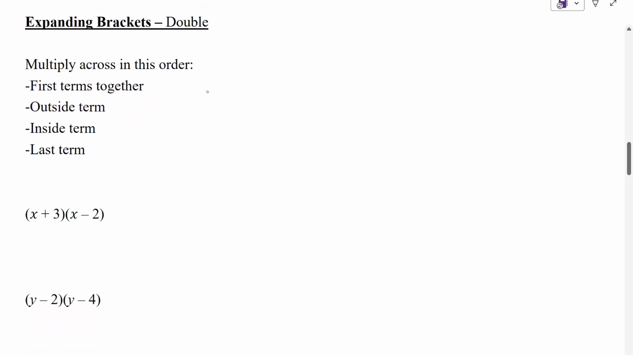Moving on to double brackets now. Now, for these, we need to just simply multiply across in this order. So the first terms multiply together, then the outside term, the inside term, and the last term. So now that will give us x squared minus 2x plus 3x minus 6. We can simplify this.